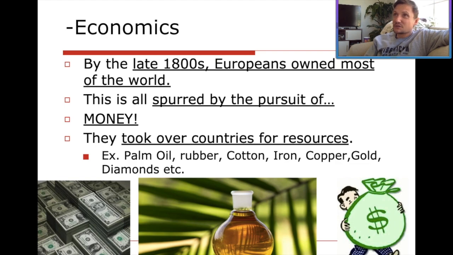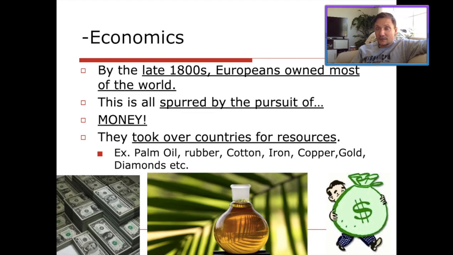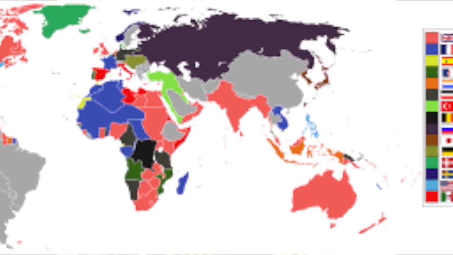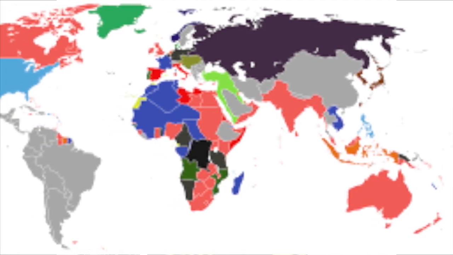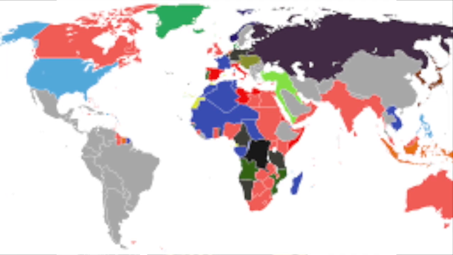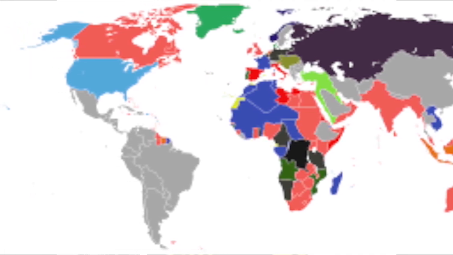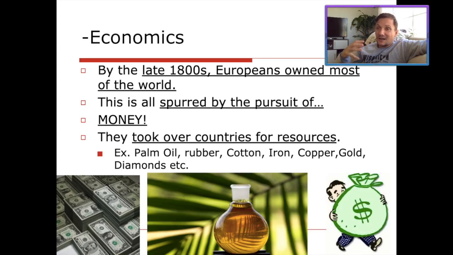And what I mean by most of the world, it's just hard to explain. If I throw up a map real quick of how much of the world was controlled by European countries by the late 1800s, it's absolutely astonishing. There's a huge amount of control in places like Africa and Southeast Asia, and they're doing all this in the pursuit of one thing, money. They want to make more money.